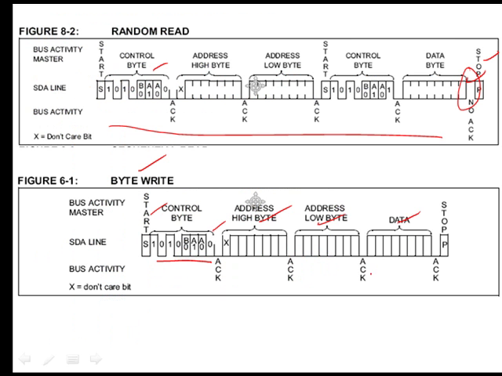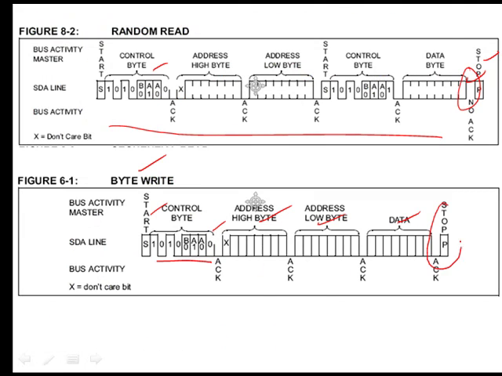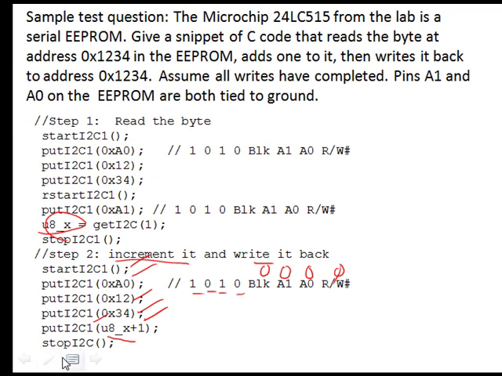So here's the data that we're trying to write. We're going to take the byte that we read, increment it by 1 and send that, which we've just done. And then we need to end the I2C transaction with the stop. So we'll do that, stop I2C. At that point, we have solved this problem.